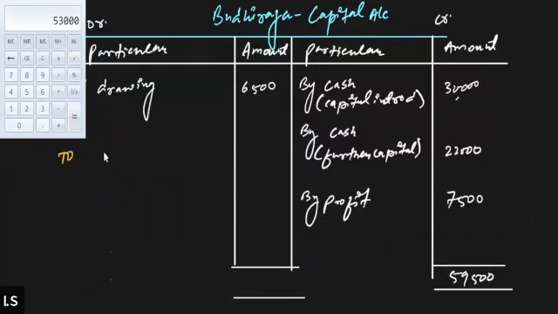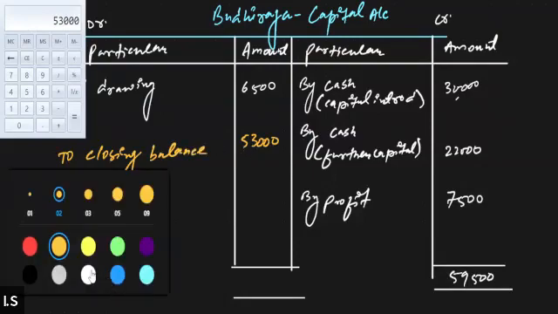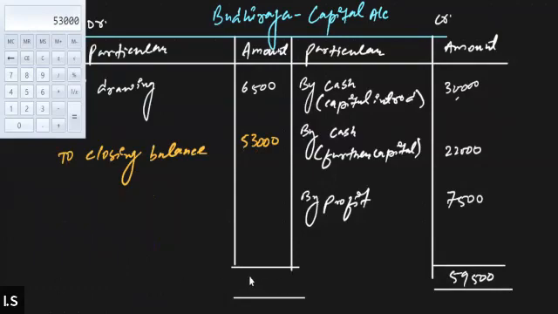Since the debit side is less than the credit side, by what amount? The debit side is less than the credit side by 53,000. So this 53,000 will be considered as the closing balance of the capital account. Now you will total the debit side, and this time you will get the same value on the debit side as well. So it will be 59,500 as well. Please tell me, everyone, is this point clear? And this question is clear to everyone or not?